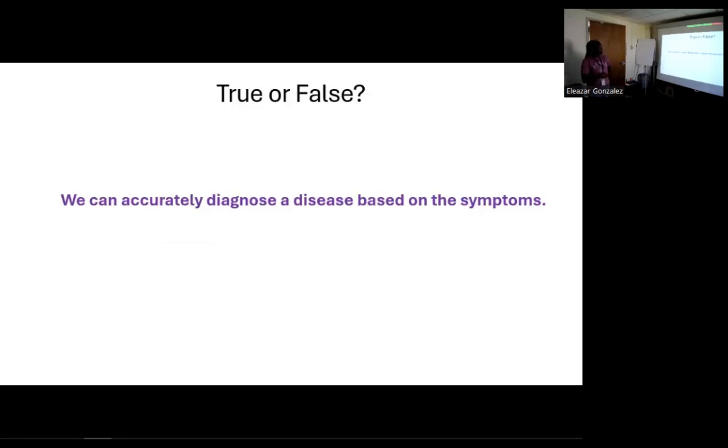So, true or false? Can we accurately tell what a disease is based on the symptoms? If we just went into the field and saw a plant, and you're like, I think it's that, I should spray. It might be so many things. I would avoid that. I've heard of cases where people ended up losing their crop because they sprayed the wrong chemical for something that wasn't even related.